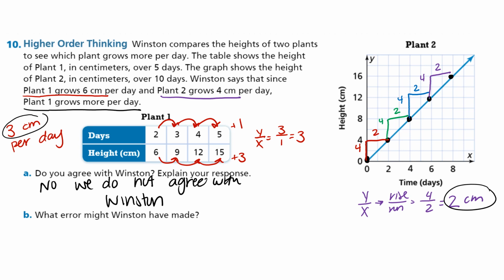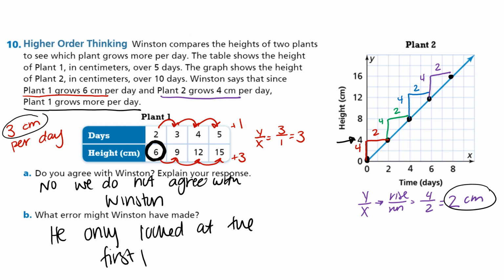Winston simply looked at the first initial value given. So he saw 6 centimeters and that was how much it grew. Same thing for the second problem. Our first point was at 4, so it grew 4 inches. He only looked at the first point, not the pattern in the table or graph.